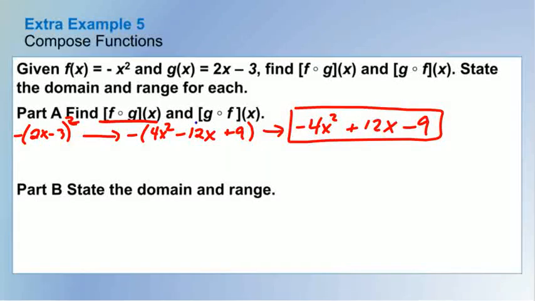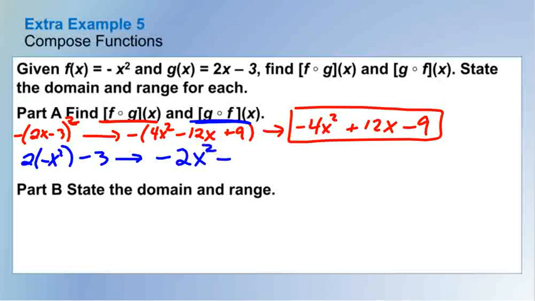And then in blue we'll do g of f of x. So now I have to put negative x squared in for x. This would be 2 times negative x squared minus 3, which will give us negative 2x squared minus 3. There are our two composed functions.